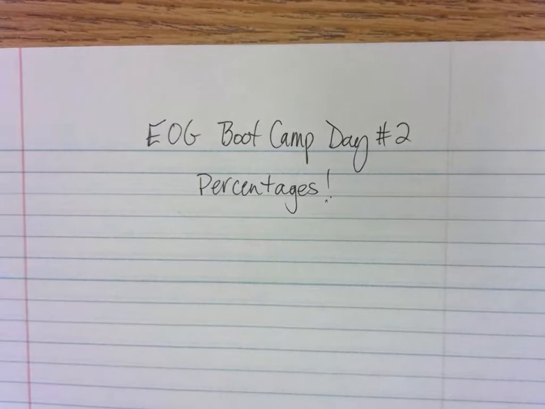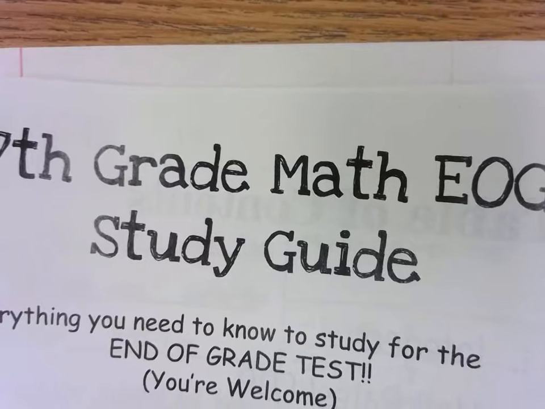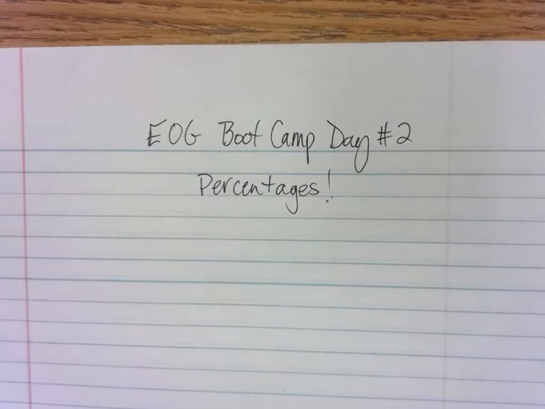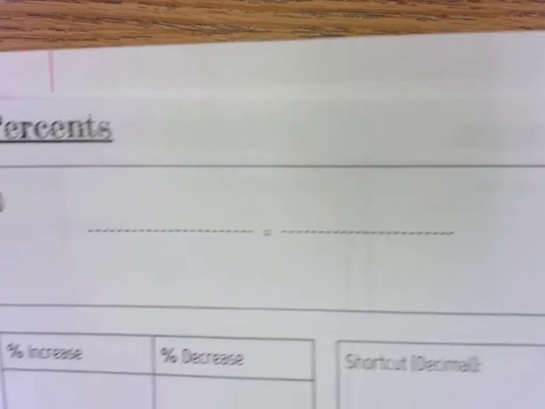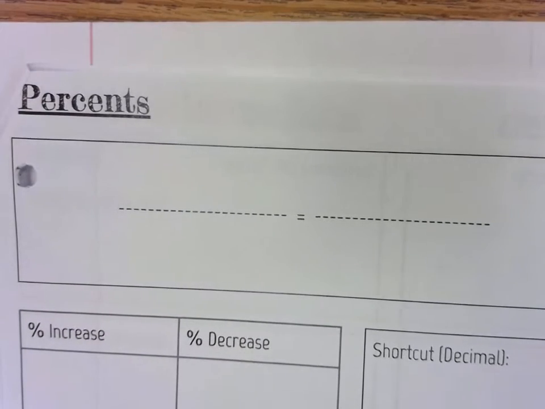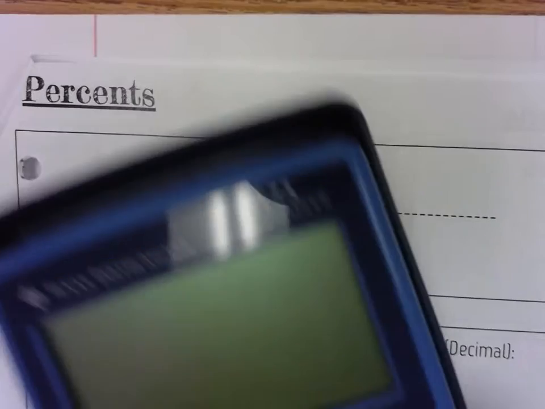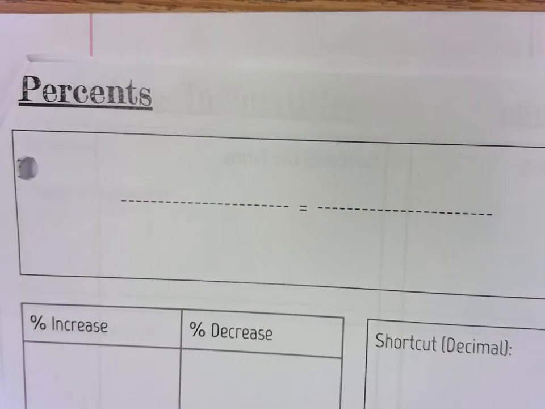Here we go. Today we're going to be continuing in our little study guide. You can print off the page if you want to, but if you don't have the page printed off, you can just write it on your own notebook paper. The page says percentages. You might want to have a calculator ready just in case, because we're going to do some stuff on the calculator.